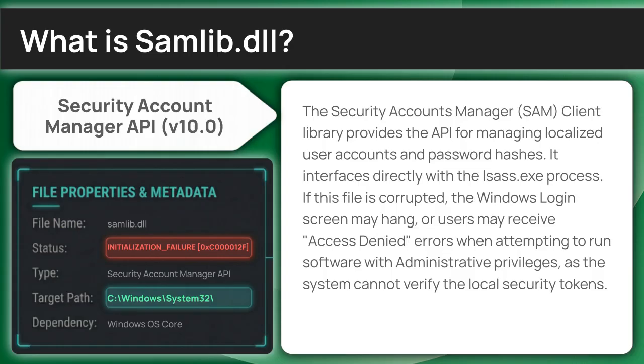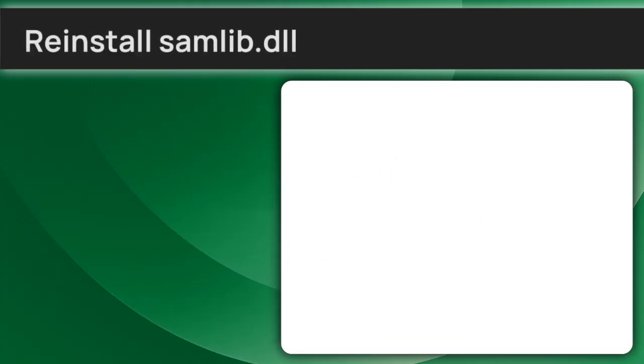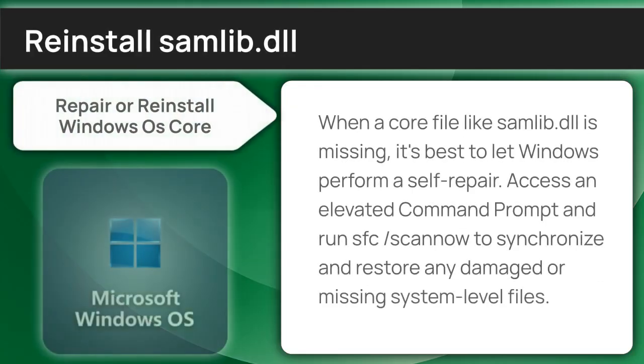With that context in mind, our first logical step is a clean reinstallation. When a core file like SAM Library DLL is missing, it's best to let Windows perform a self-repair. Access an elevated command prompt and run sfc /scannow to synchronize and restore any damaged or missing system-level files.